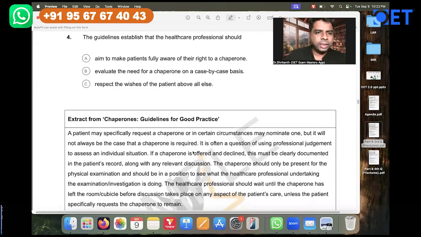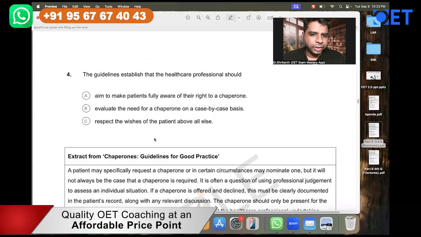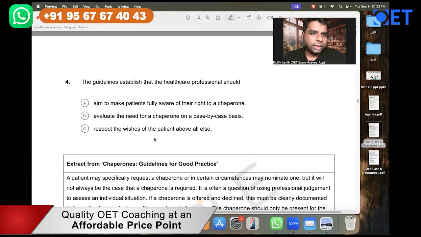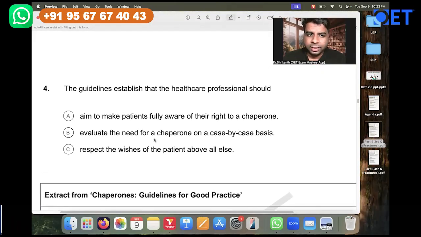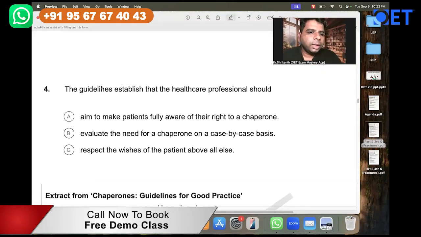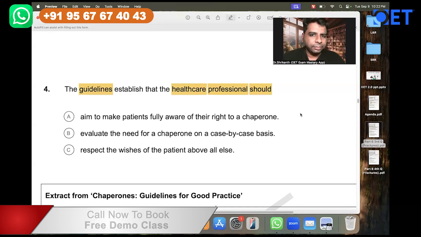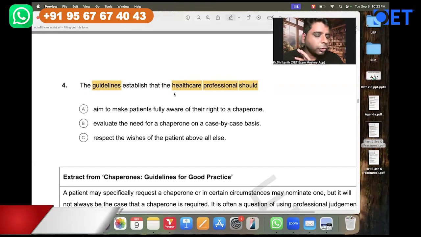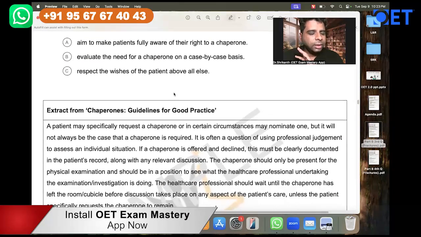Right. So let's take a look into the fourth question. Right. So this is a policy interpretation, right? It is not an obligation. So let's take a look into what the policy or the guideline is saying. So the guidelines, okay, establish that the healthcare professional should. So the guideline is expecting something from the healthcare professional, right? So answer option A, B, and C. What are all these things? They are expectations from the healthcare professional. Okay, that is what they are supposed to do. That is what the medical professional, healthcare professional is supposed to do.